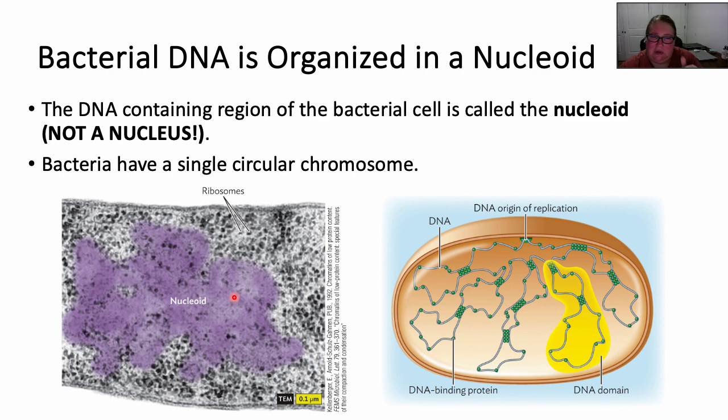And remember, it's going to be looped over each other. So we can kind of see these DNA binding proteins, they are going to help keep the chromosome looped so it doesn't take up as much space. Now we'll come back to what the DNA origin of replication means. Okay, DNA domain, this is just where it's going to be found in the nucleoid. So we have this single loop as part of our circular chromosome. Okay, so we'll come back to this.